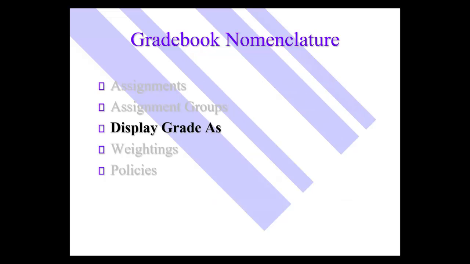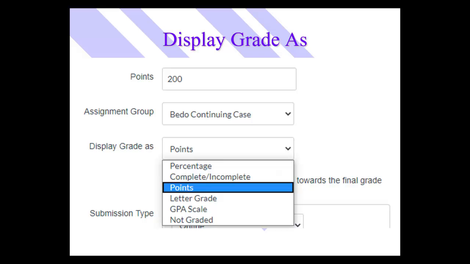Display grade as. You can display the grade as points or a letter grade. I'm guessing those are probably the 2 most common ones. But you can also display them as percentage, complete/incomplete, GPA scale, or not graded.